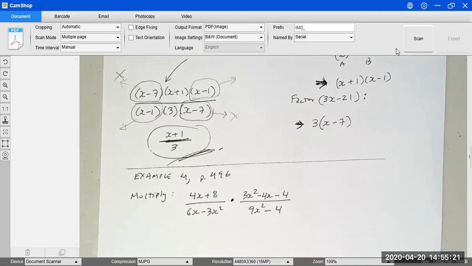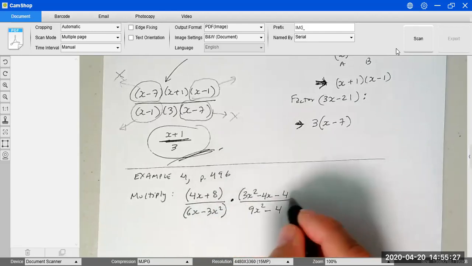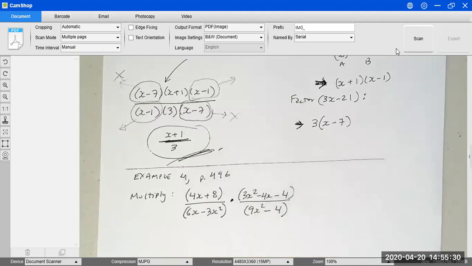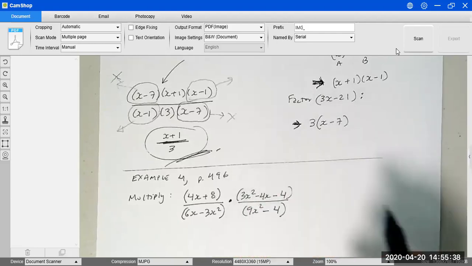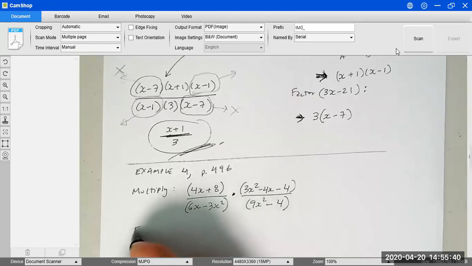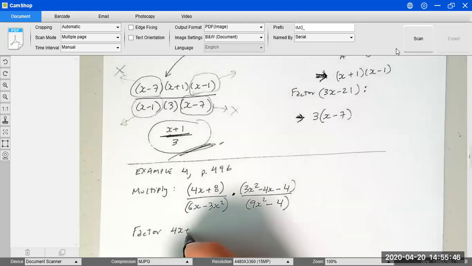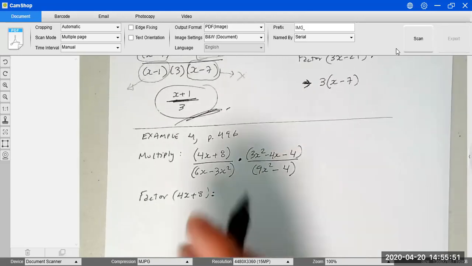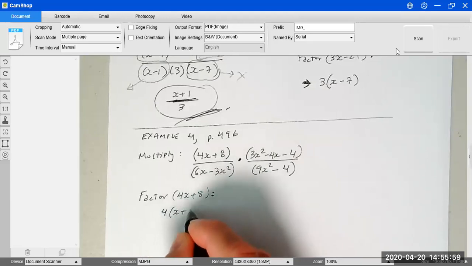So what is the first step? Enclose the numerator, the denominator, everyone in parentheses. That way you see every component of your rational expressions. So now we're going to start factoring things. We're going to start factoring this numerator. So I'm going to factor 4x plus 8. You just get the greatest common factor, which is going to be 4, that multiplies x plus 2.